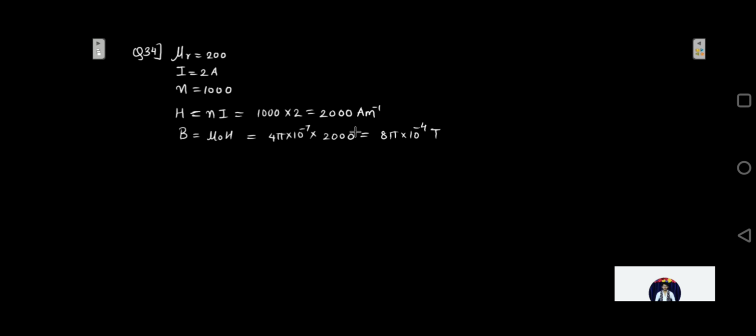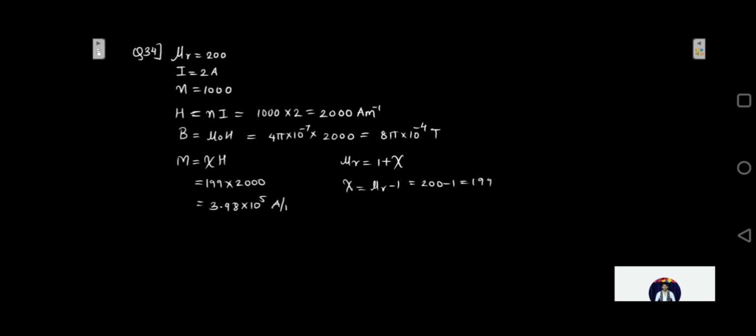And last we need to find out is magnetization. The magnetization formula is psi into H, but psi is not known, but mu R is given to us, so we can find it out, because mu R is equal to 1 plus psi. So psi will be equal to mu R minus 1, that is 200 minus 1, that is 199. So you can substitute it over here: 199 into H, which is 2000. That is going to come to 3.98 into 10 raised to 5 ampere per meter. This is going to be the solution.